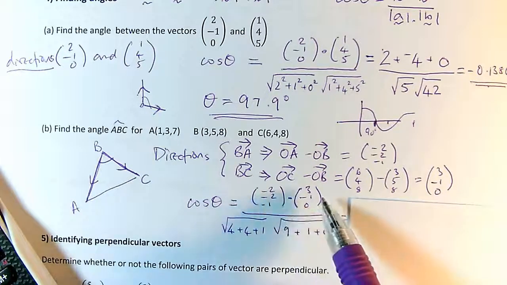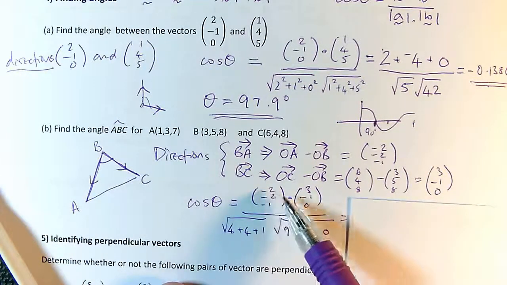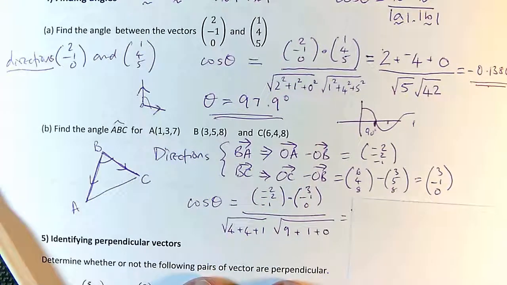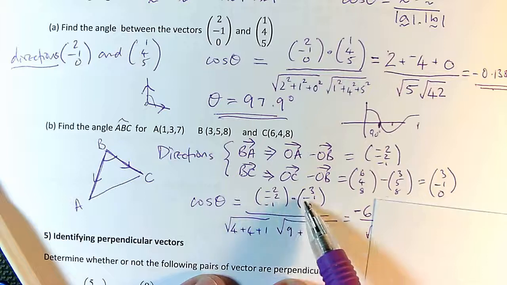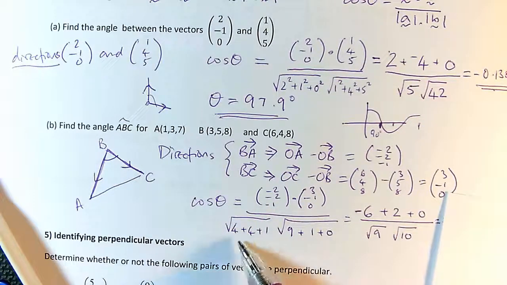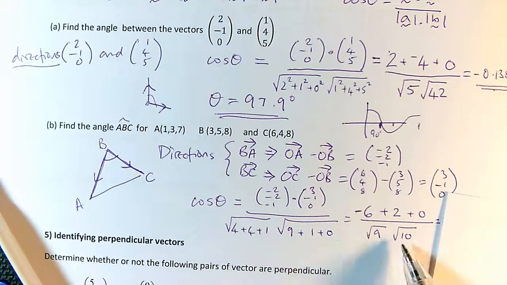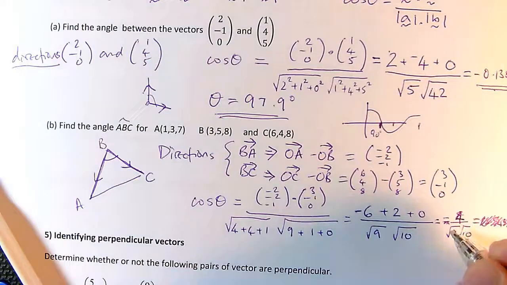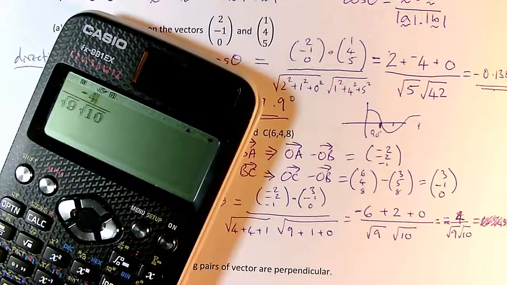Okay, so I've got to do the dot product on the top. So the dot product, I'll do the minus 2 times the plus 3, which is going to be minus 6. And then I need to do the minus 2 times the minus 1, which is going to be plus 2. And then I need to do the minus 1 times the 0, which is plus 0. And on the bottom, this adds up to 9, so it's square root of 9 times the square root of 10. 9 plus 1 is 10, okay? And so therefore, the answer for cos theta is going to be this, which is minus 4 over root 9 root 10, which when I do that on the calculator, it gives me minus 0.4216. And it's a good idea to record that answer at this stage.